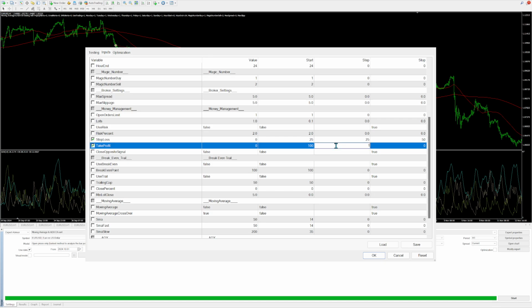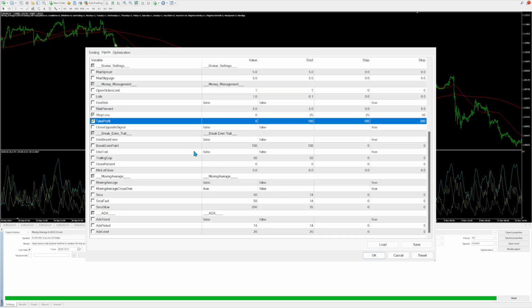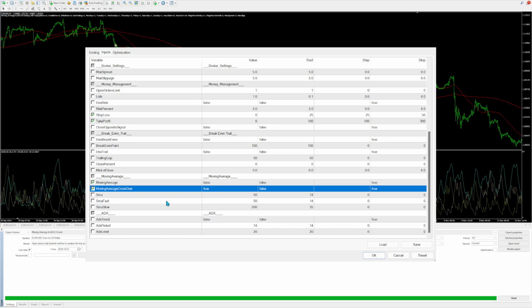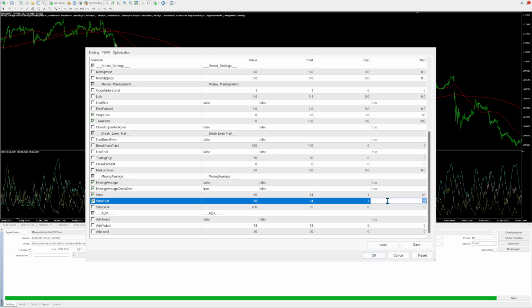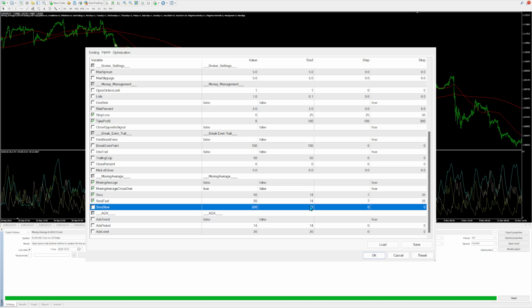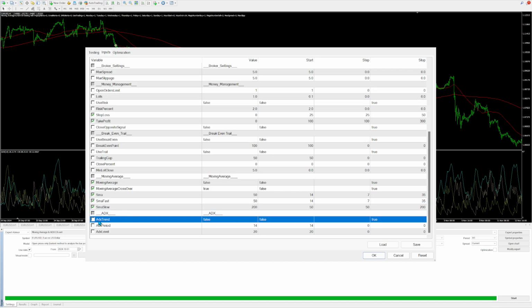Take profit, let's just say we did 100, 100, 300. So it optimized take profit 100, 200, and 300 because we're starting at 100, going to 300 in 100 steps. Okay, then we can optimize perhaps the entry as well. So we'll just say which one should be true and false. What should the moving average be? We can do 14, we'll go up in sevens, we'll stop at 35. Same for the fast on the crossover. For the slow there, we can just do, I don't know, 50, 50, 200. Why not? ADX, true or false?